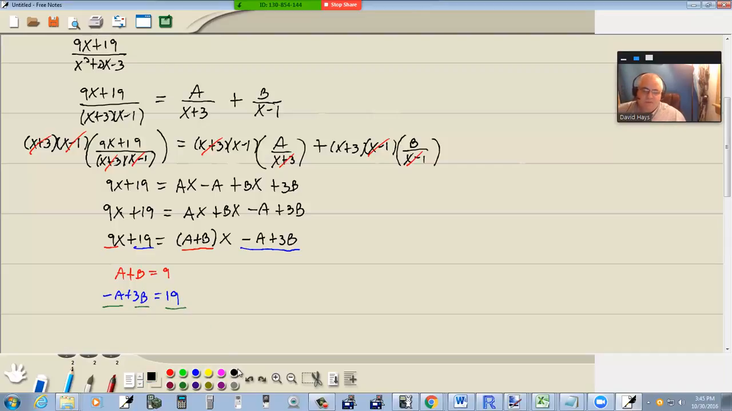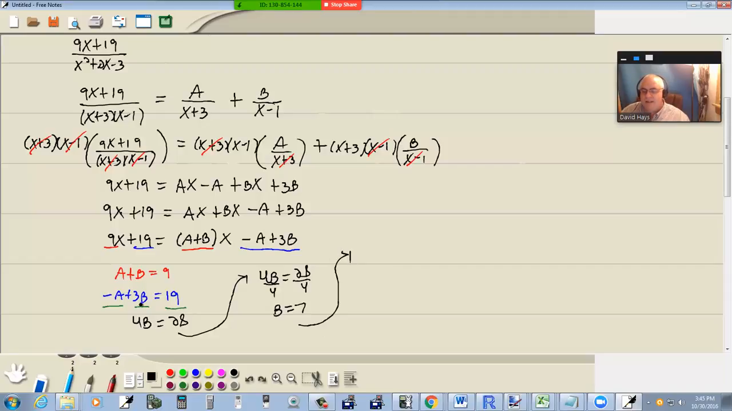Now this is in perfect form for the addition method because we see the a's will drop away. A minus a drops away. B plus 3b is 4b. 9 plus 19 is 28. Then divide both sides by 4. And we get b is equal to 7.